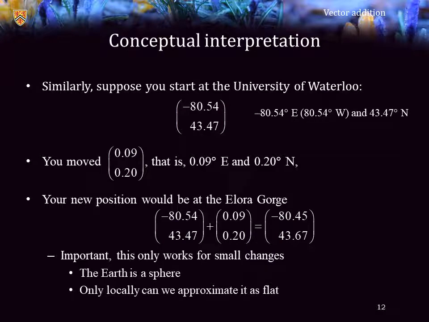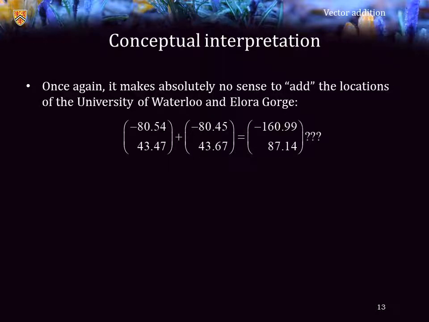Now, important to remember, I know that degrees of latitude and longitude assume the Earth is a sphere, so it's only an approximation. I'm only using this as an approximation, so it's not a perfect example, but it's not bad either. Once again, it also makes absolutely no sense to add locations.